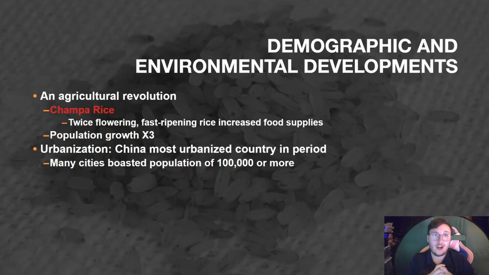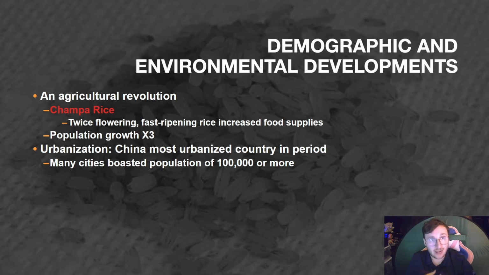Now, demographic and environmental developments: they have an agricultural revolution during this time period, and this is going to be the cultivation and development of Champa rice. Champa rice is different than the previous iteration of rice because it flowers twice in a year. It grows very quickly, which increases food supply. More food supply means more people. So during this time period, they're going to have a population growth of ×3. They're going to triple their population during this time period. And of course, more people means you need more cities and more systems and developments and just planning, and this leads to more urbanization.